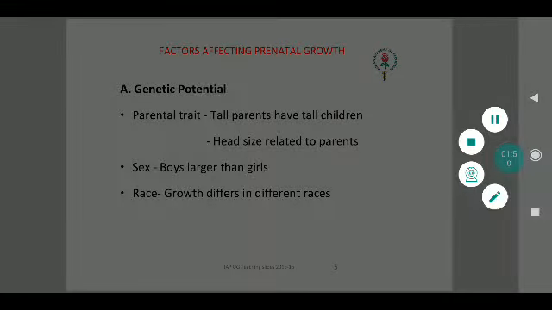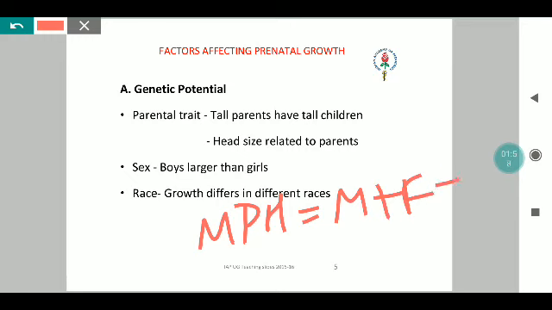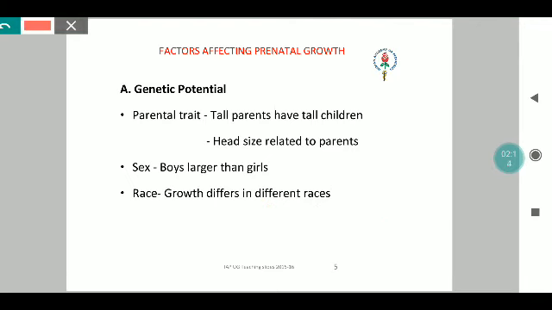Mid-parental height can be established as mother's height plus father's height, plus or minus 13, whole divided by 2. Plus 13 if it is a male child, minus 13 if it is a female child. Generally, boys do tend to be larger than girls, and racial factors do vary in the overall growth in different regions.